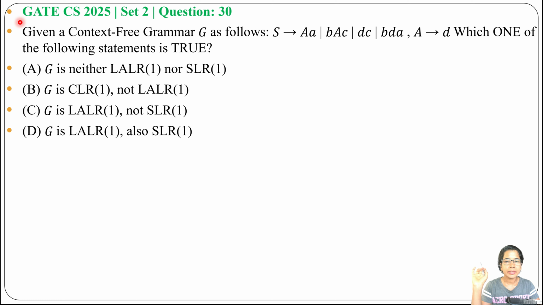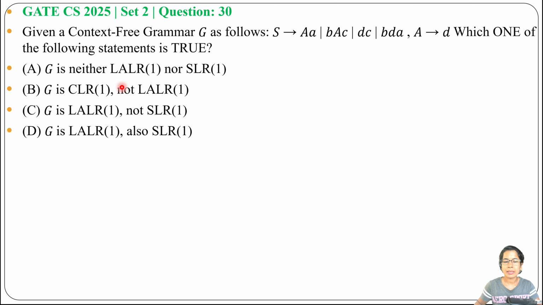Hey everyone, let's solve one previous question of compiler design. This question was asked in GATE CS 2025 set 2, question number 30. Given a context free grammar G as follows: S derives AA, B as C, D C, B D A; A derives D. Which one of the following statements is true? And 4 options are given.